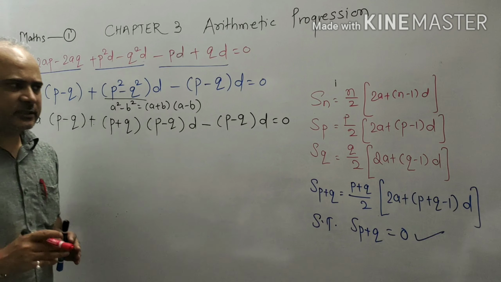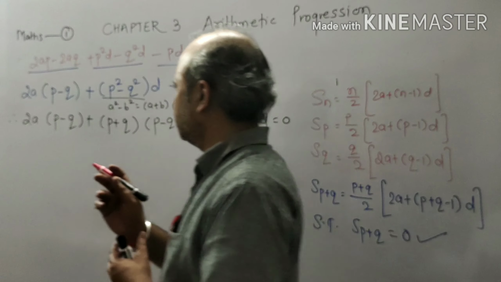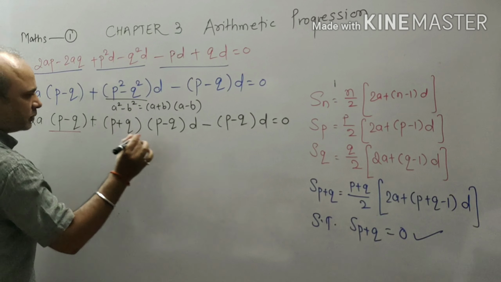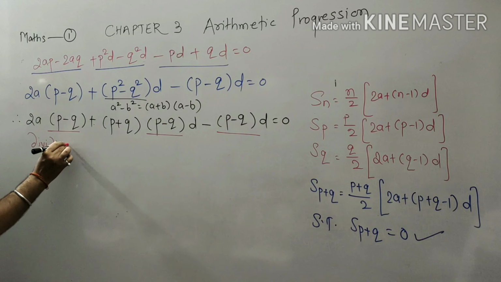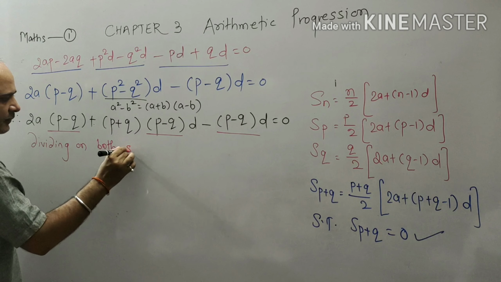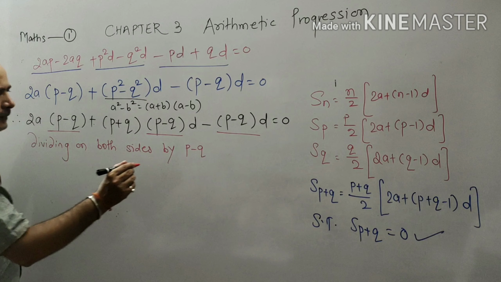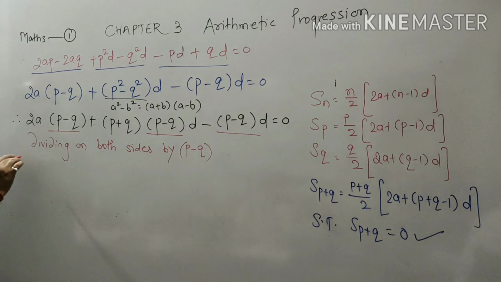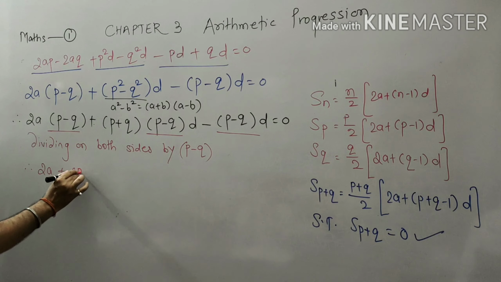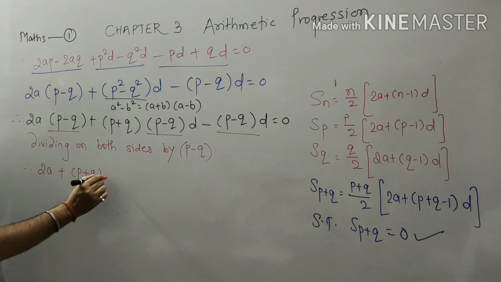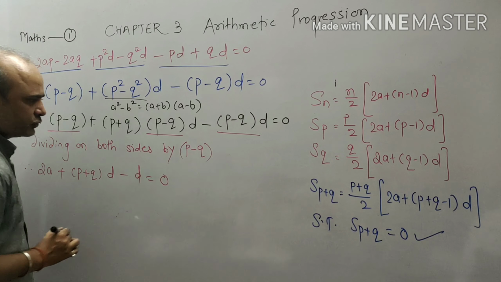Now, student, when you observe, you will see that p minus q is common throughout. Okay, student, what is common? P minus q is common throughout. So you will write, dividing on both sides by p minus q. So what you will get, student? You will get 2a, this p minus q will be cancelled out, plus you will get p plus q into d, minus d, because p minus q is cancelled out, and this is equal to 0.